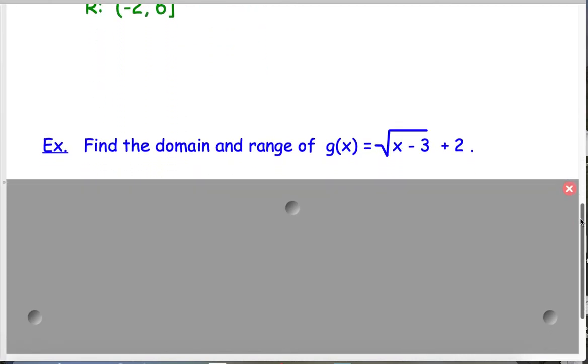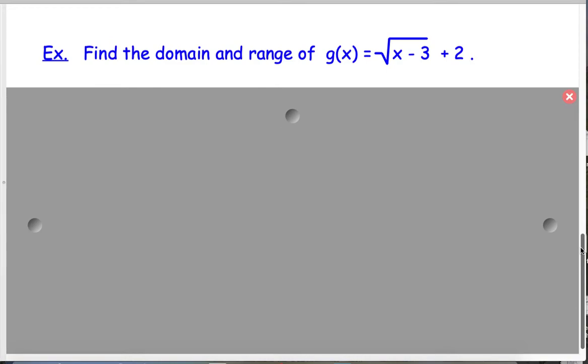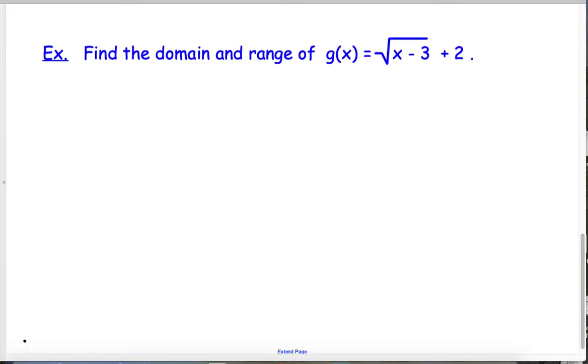Now, what if you don't have a graph? What if you just have an equation? Find the domain and range of g of x equals the square root of x minus 3, plus 2. Well, if you remember what a square root graph looks like, square root of x, I'll just do that by hand here quickly.